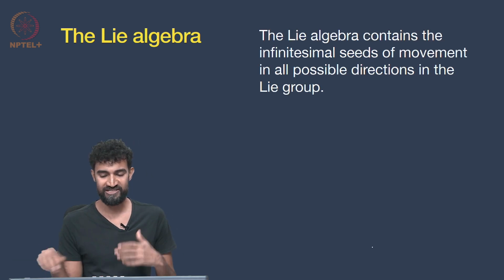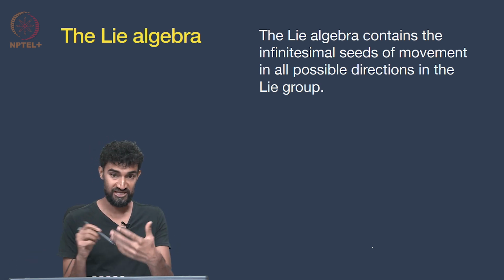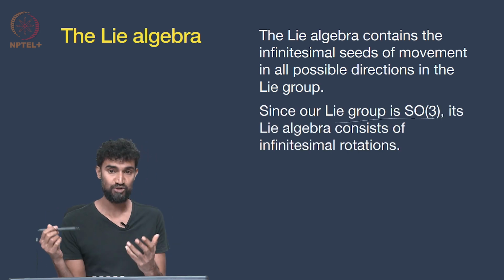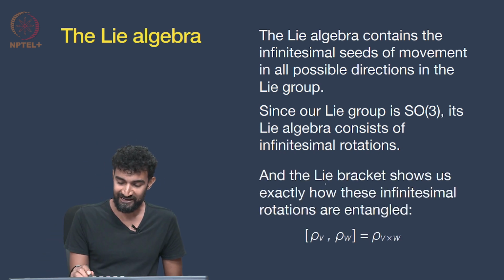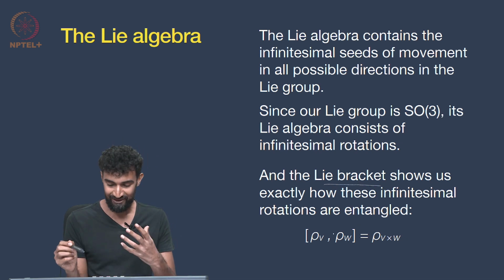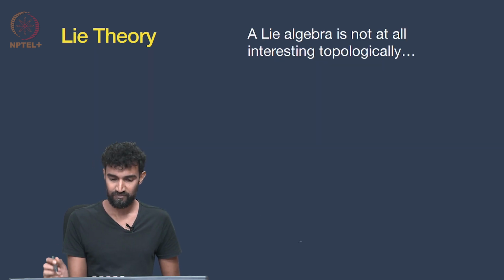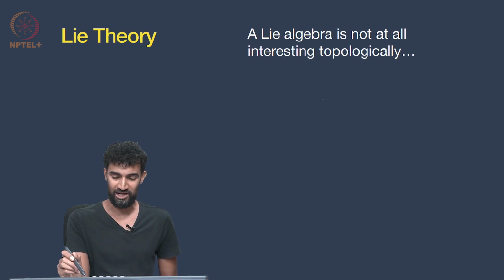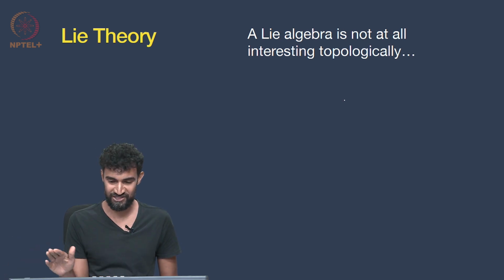In general, the Lie algebra contains the infinitesimal seeds of movement in all possible directions in the Lie group. But since our Lie group is SO3, its Lie algebra consists of infinitesimal rotations. And the Lie bracket operation shows exactly how these infinitesimal rotations are entangled with each other via that relationship. So a Lie algebra is not all that interesting topologically. It's just flat, like any tangent space.